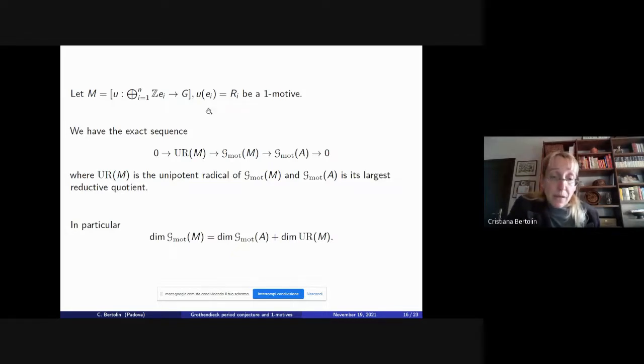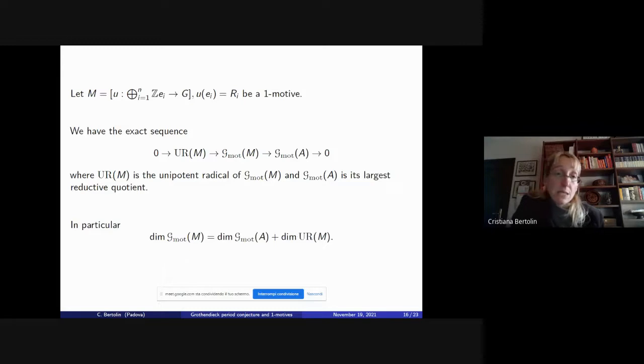So now what we have to do is to compute the dimension of the unipotent radical of M. In general, so far as I know, we don't know the dimension of the motivic Galois group of A for an arbitrary abelian variety. I know how to compute this dimension in the case of an elliptic curve, obviously, but also a product of elliptic curves. Perhaps in the literature, we can find the dimension of the Mumford-Tate group for some very special abelian varieties. But in general, I think we don't know this dimension. But we can compute explicitly the dimension of the unipotent radical of M.